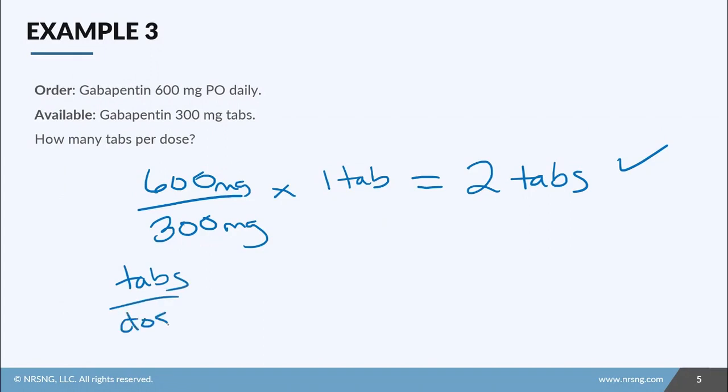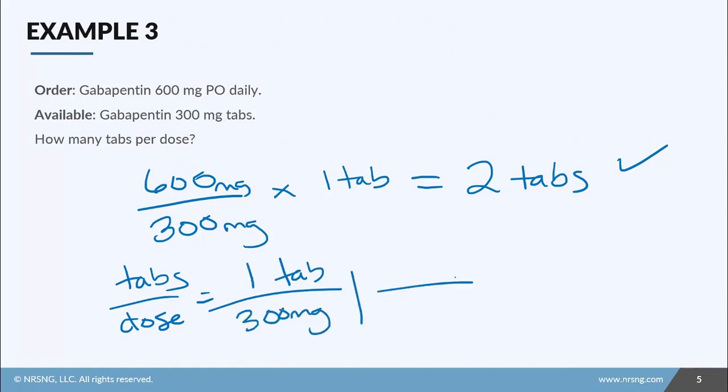What we're looking for is tabs per dose. Transfer your top units over. What do we know? 1 tab is 300 milligrams. Transfer your units up. What else do we know about milligrams? 600 milligrams in 1 dose. Multiply across the top, divide across the bottom. 1 times 600 divided by 300 divided by 1 gets you 2 tabs. All right.